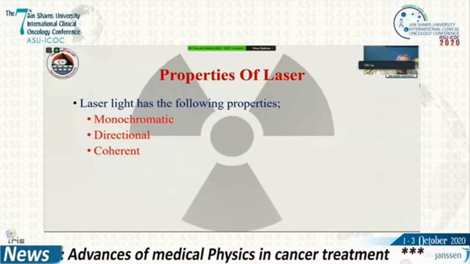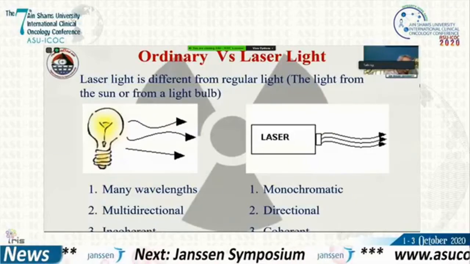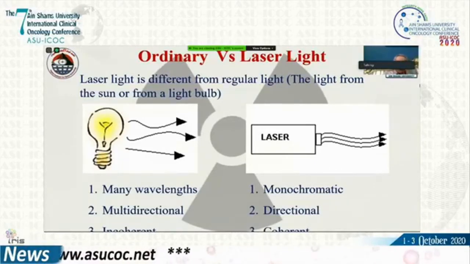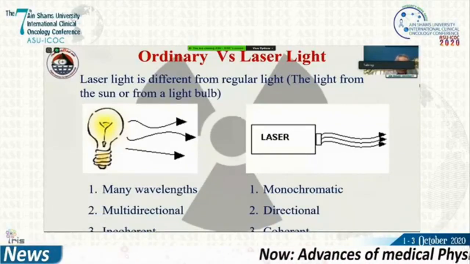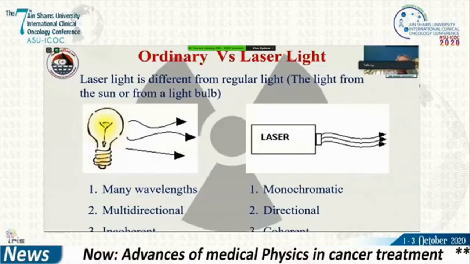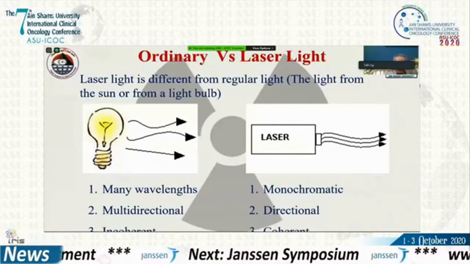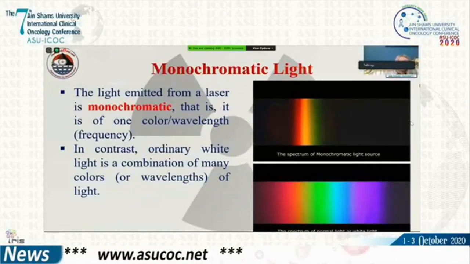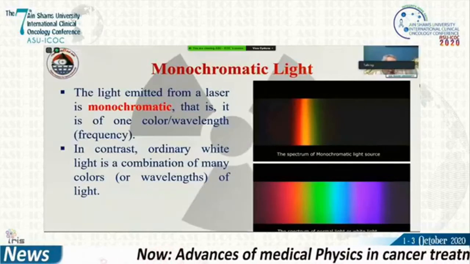Laser light has the following properties. It is monochromatic, directional, and coherent light. Laser light is different from regular light, which comes from the sun or from a bulb. Ordinary light has many wavelengths, is multi-directional and incoherent, while laser light is monochromatic, directional, and coherent. Monochromatic light, such as laser, has one color, one wavelength, and one frequency. In contrast, ordinary white light is a combination of many colors or wavelengths.